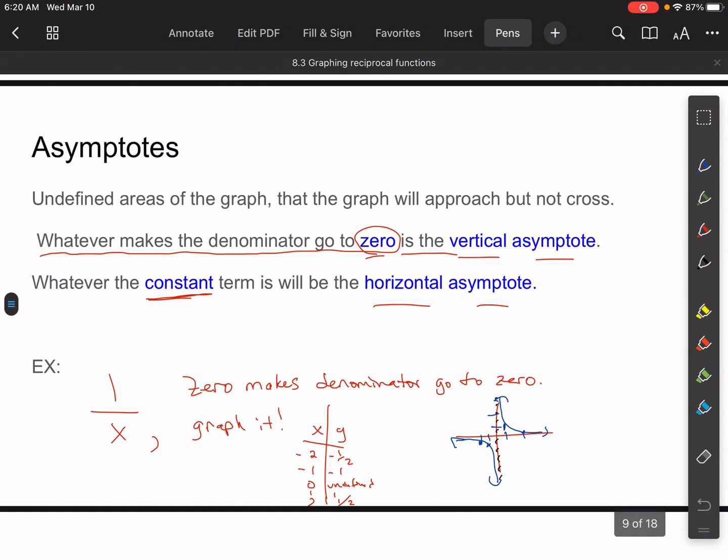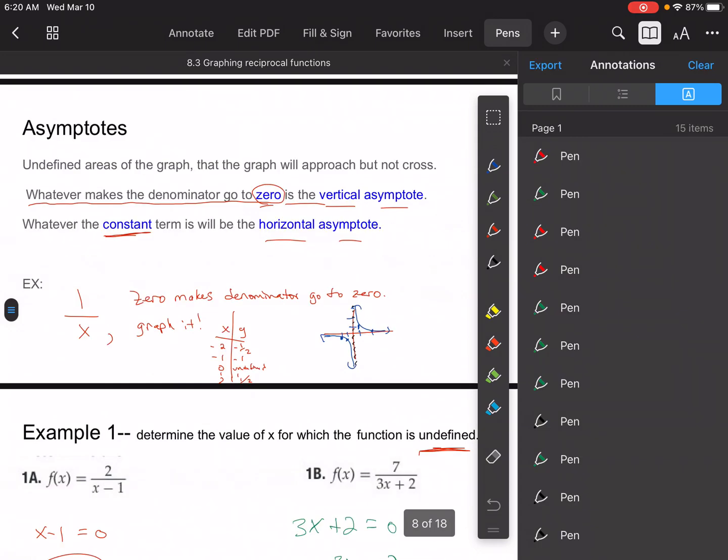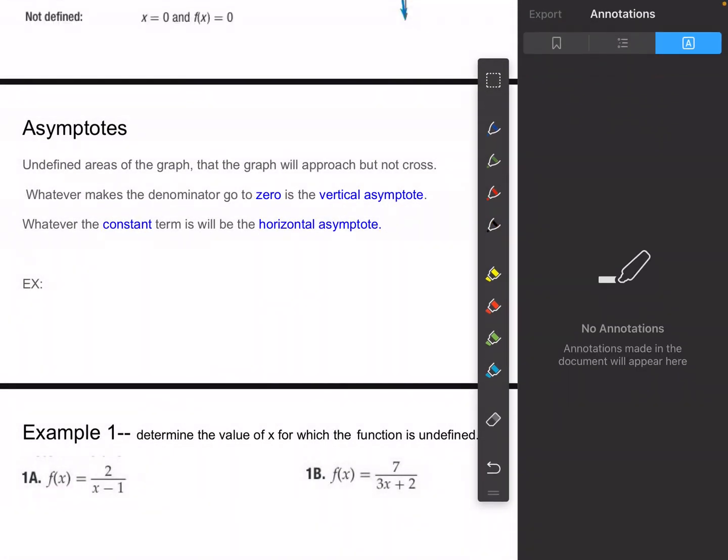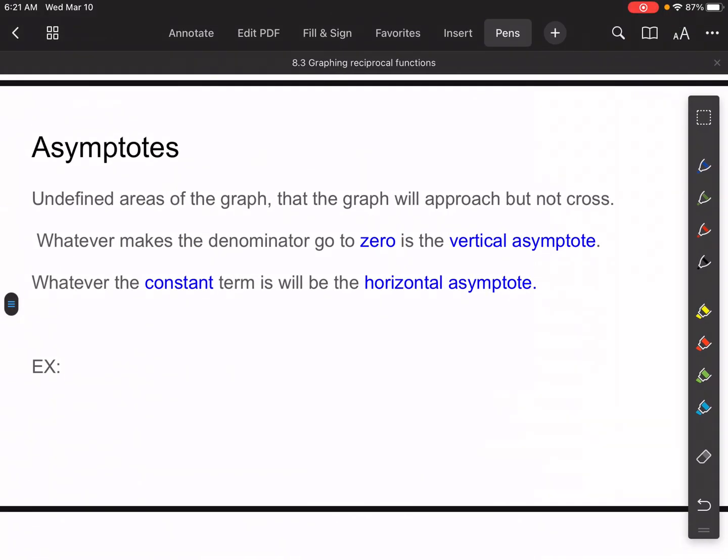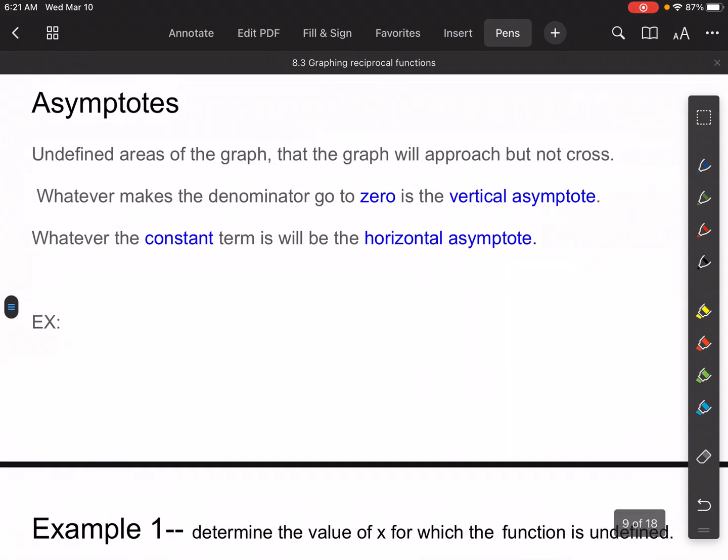Okay, so that means that there's an asymptote, right? So let me just clear these so that we can not be distracted as we go through these here. Okay, so an asymptote is an undefined area of the graph that the graph will always approach but not cross. Now that's not always the case, but with these vertical asymptotes it is the case. Whatever makes the denominator go to 0 is the vertical asymptote. Whatever the constant term is will be the horizontal asymptote. Okay? So basically, we have these areas on the graph.